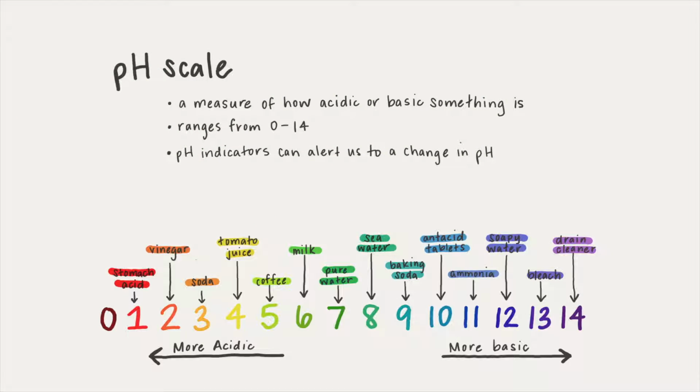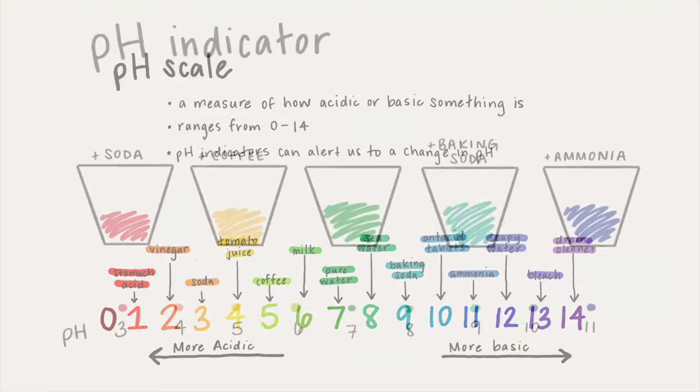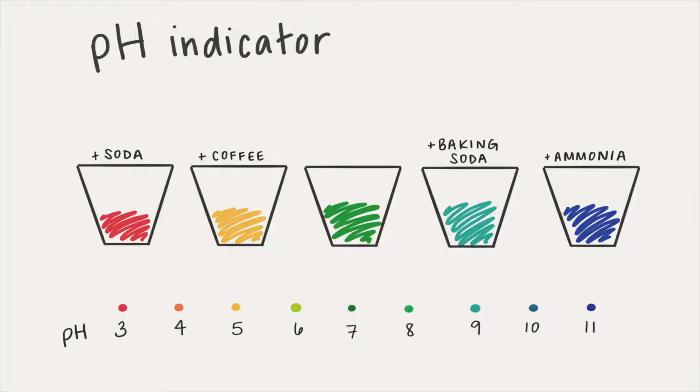One way that we can test whether a substance is an acid or a base is to test the pH. Scientists can either use a device called a pH meter or something called a pH indicator. A pH indicator is a special type of chemical that changes its color in response to different pHs. For example, a pH indicator may turn red when it comes in contact with acidic substances, green when it comes in contact with neutral substances, and blue when it comes in contact with basic substances.